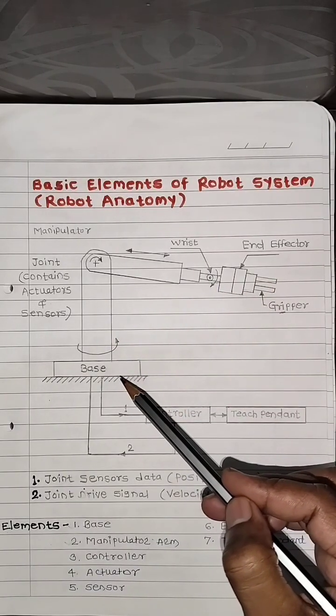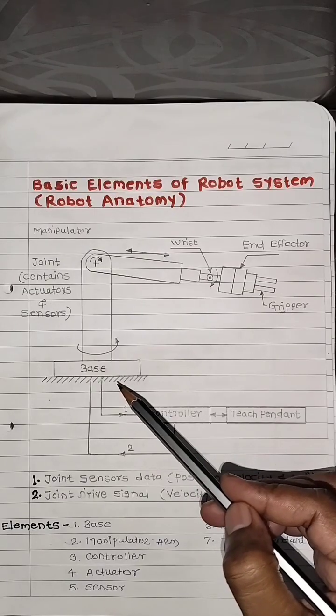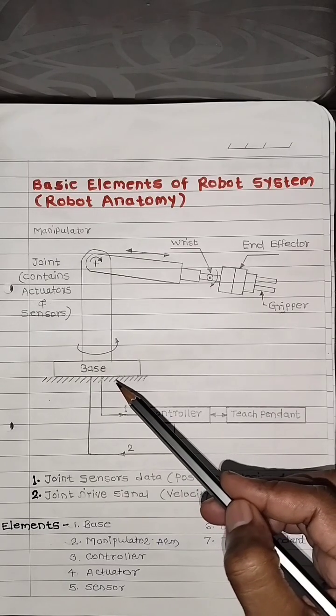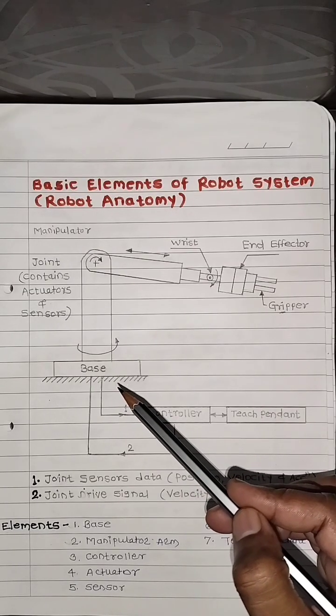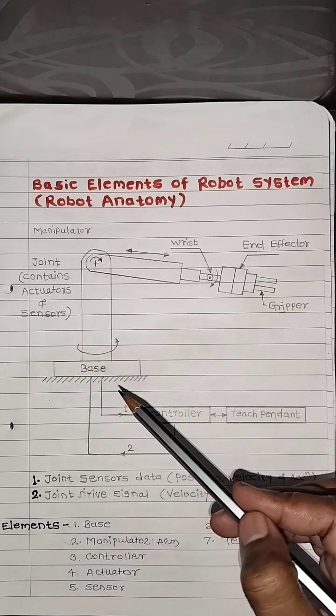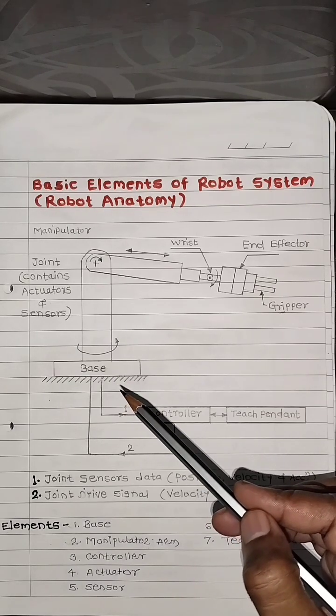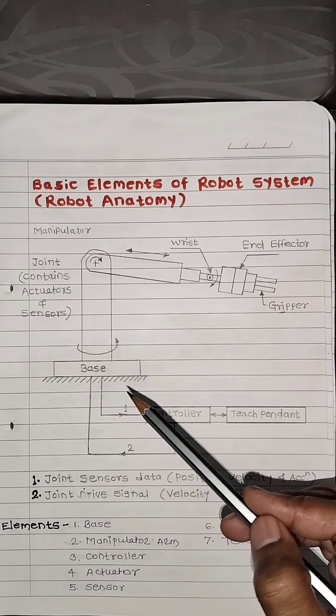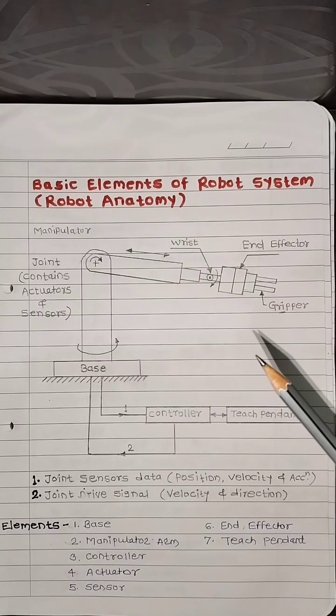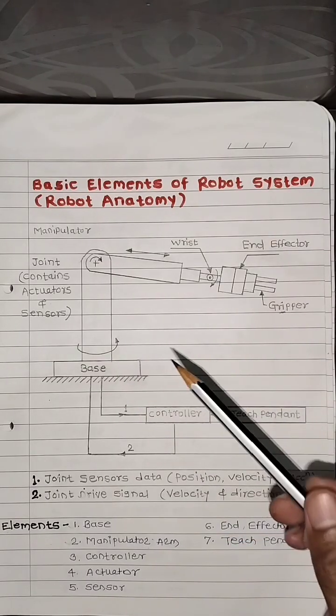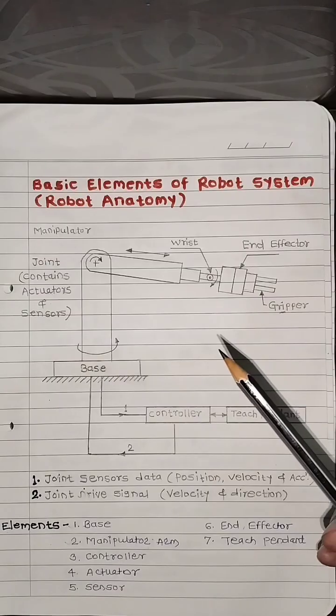It can be kept movable as well as fixed. Fixed bases are preferable in the industry. This base is fixed on the floor so that it can resist or absorb the vibrations that are created during the machining operation or the robot movement.